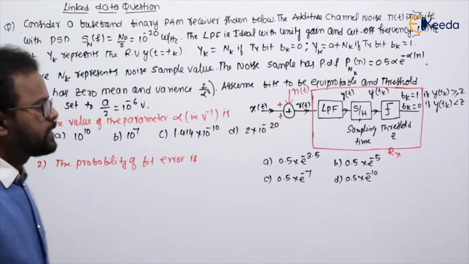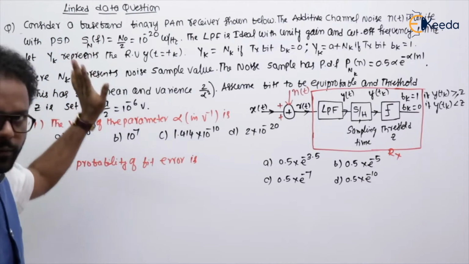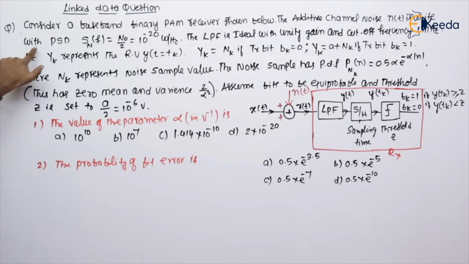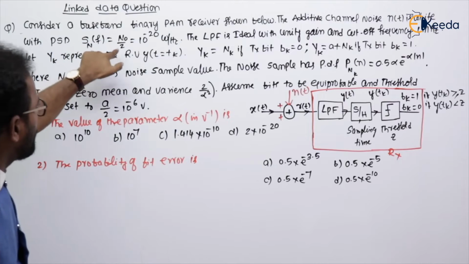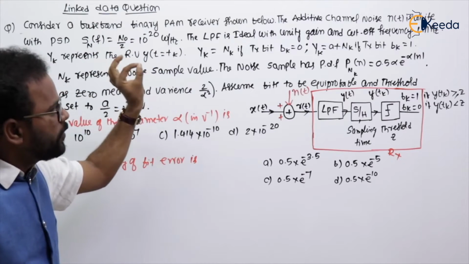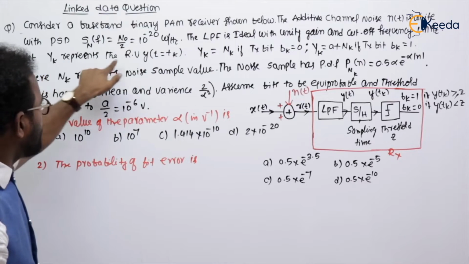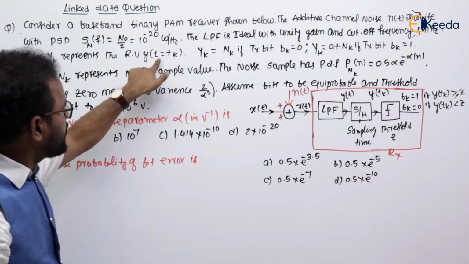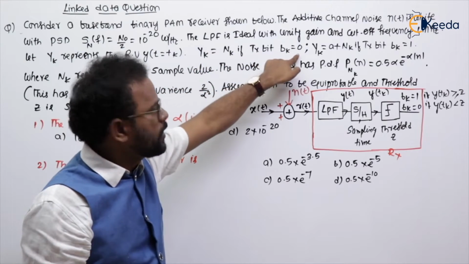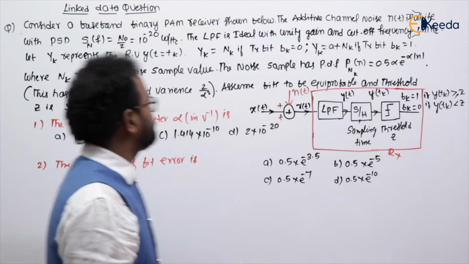Clear? See. Consider a baseband binary PAM receiver shown below. The additive channel noise N of t is white, with PSD Sn of f equal to N0 by 2, 10 power minus 20 watt per Hz. The LPF is ideal with unity gain, cutoff frequency 1 MHz. Let Yk represent the random variable of sampling Y at t equal to Tk. Yk equal to Nk if the transmitted bit Bk equal to 0. Yk equal to A plus Nk if the transmitted bit Bk equal to 1.